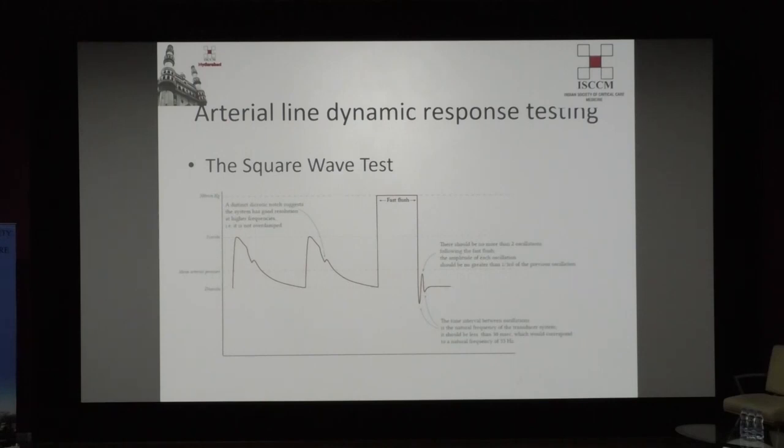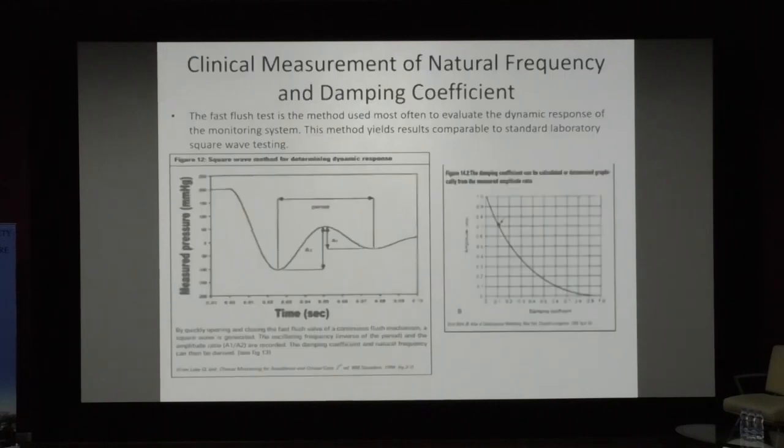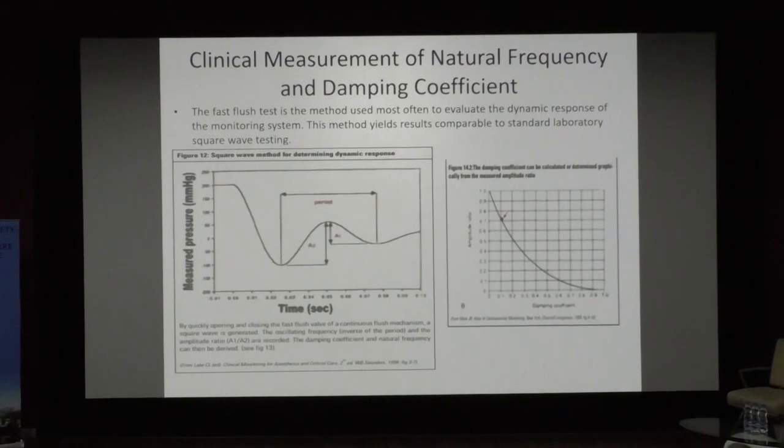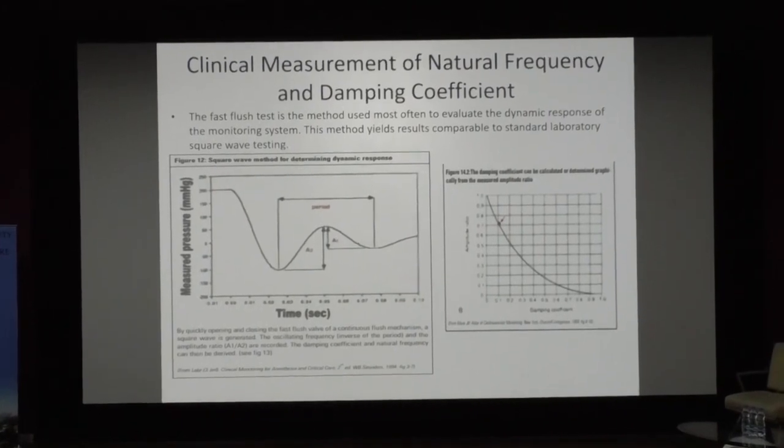A square wave is formed, and when we do a fast flush and release it, we see oscillation. No more than 2 oscillation waves happen. Now we can see the amplitude of these 2 oscillating waveforms, A1 by A2. This is the amplitude ratio. This ratio is plotted on a graph which tells us about the damping coefficient of that system.